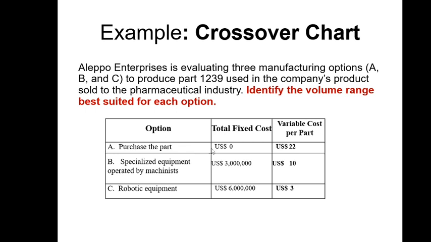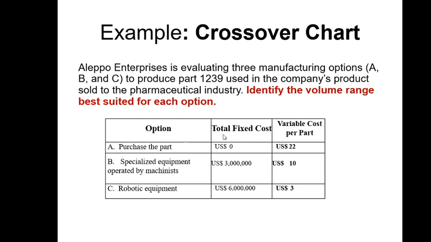Now you have another example. Maybe you can solve it by yourself. Everything is given here again, but here you also have 3 options, A, B, and C, like the previous example. Now this company has 3 choices also, 3 processes: to purchase the part, let's say, instead of making it, or to use specialized equipment operated by a machinist, or to use robots, robotic equipment.